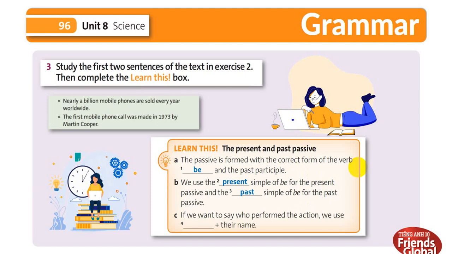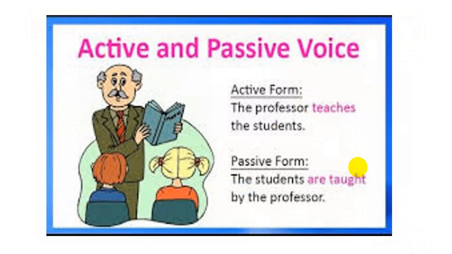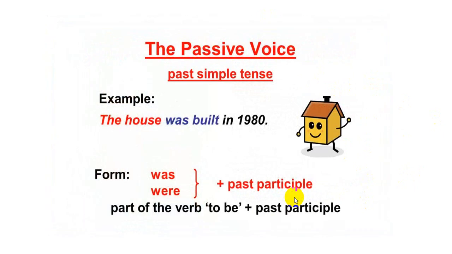If we want to say who performed the action, we use by plus the name. For example, in active form, you have the professor teaches the students, and in the passive form, you have the students are taught by the professor. Like maybe they built the house in the 1980s, and you can make the passive voice of the sentence: the house was built in the 1980s.